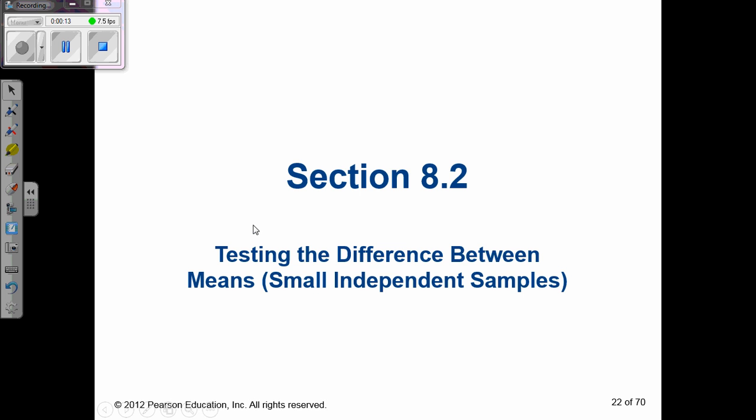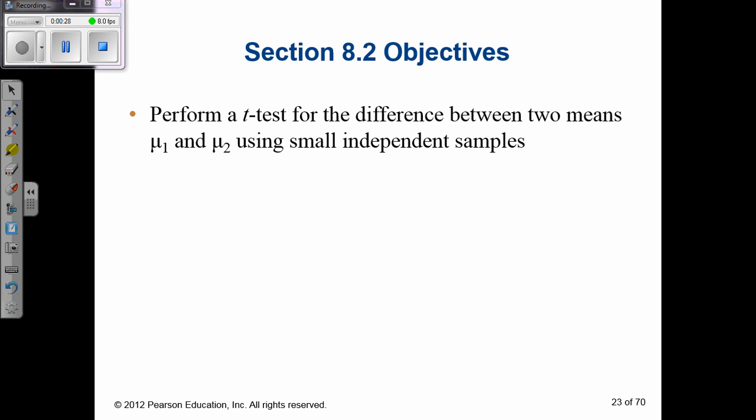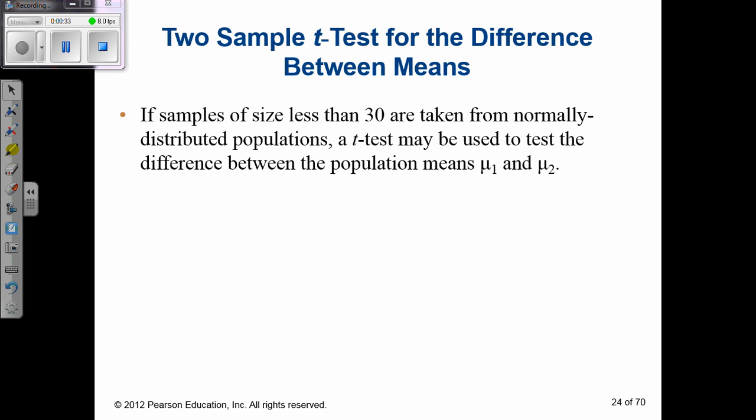Okay, so now we're going to be looking at how we test the difference between means when we have small independent samples. This is analogous to what we learned in section 7.3 with one sample. Now we're going to perform a t-test for the difference between two means when we have small independent samples. The two-sample t-test is used if the sample sizes are less than 30 and they are from normally distributed populations, then a t-test can be used.